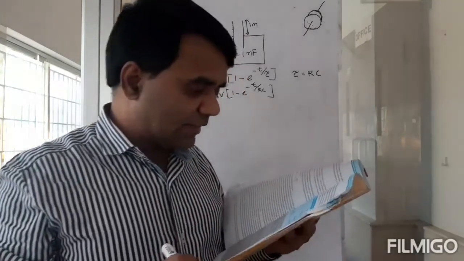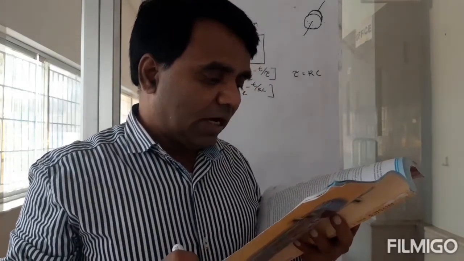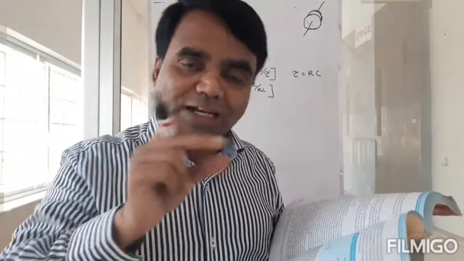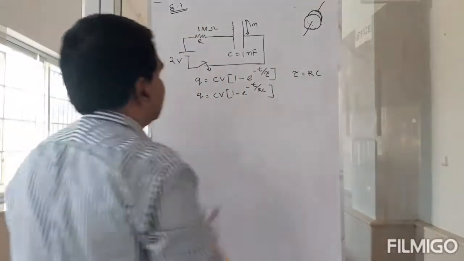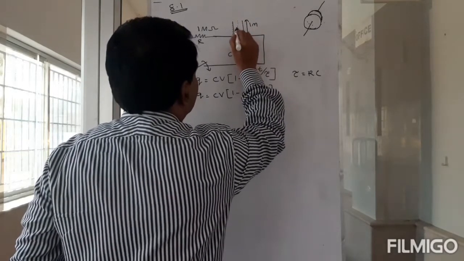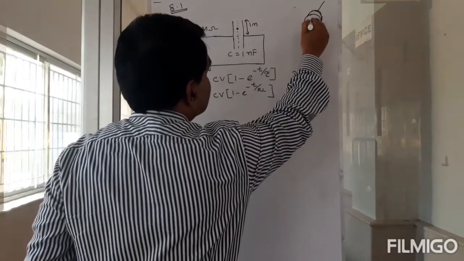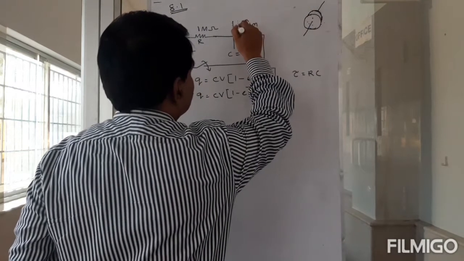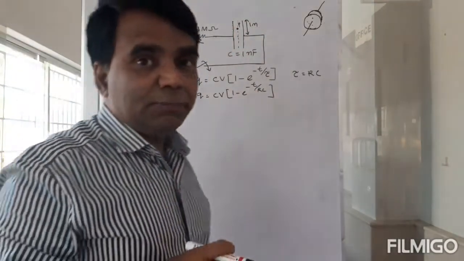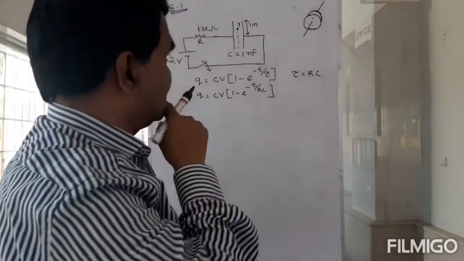Calculate, what's asked? Calculate the magnetic field at a point P halfway between the center and the periphery of the plates after t is equal to 10 power minus 3 seconds. After 1 millisecond, they want you to find a magnetic field at this point. This is halfway between the center and the periphery. So this is the periphery and this is the center, somewhere here, inside, the middle. Okay? What is the magnetic field at this point? Okay, so that is what is asked.